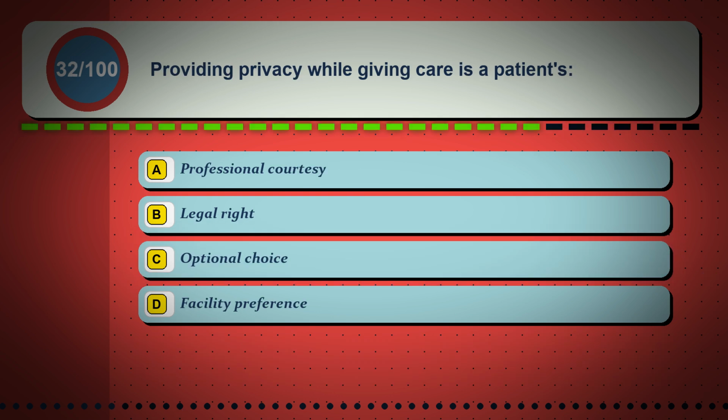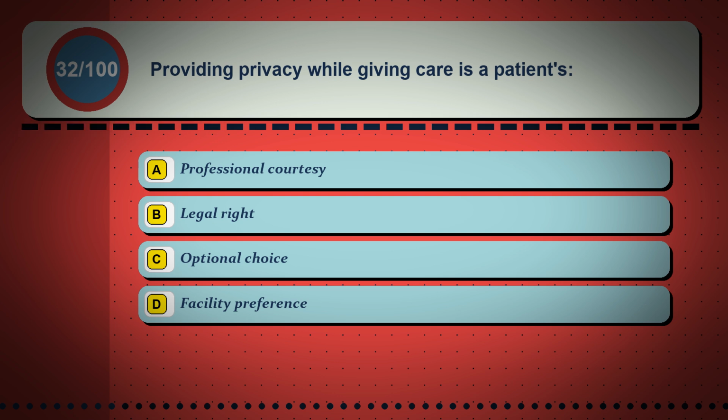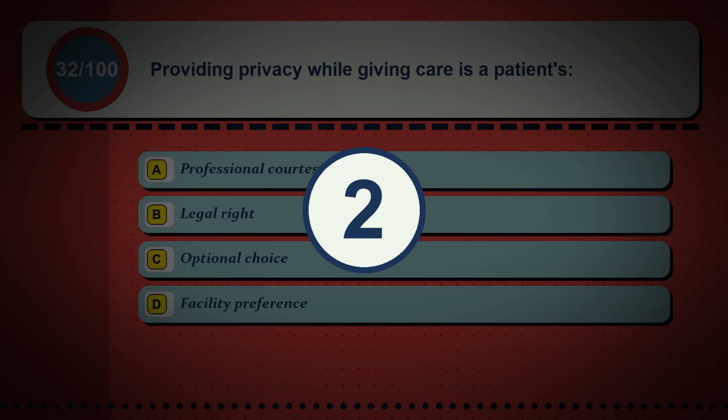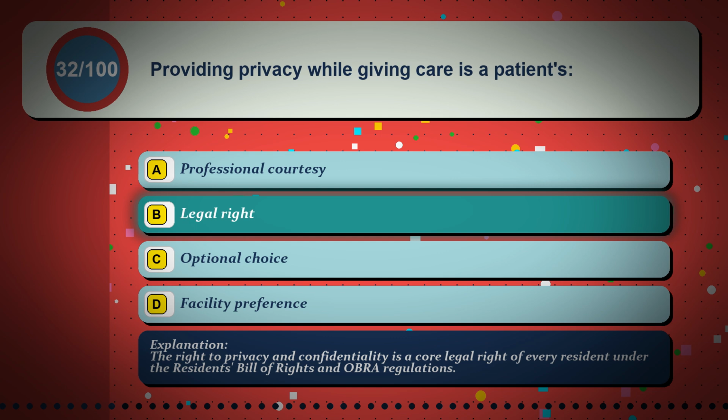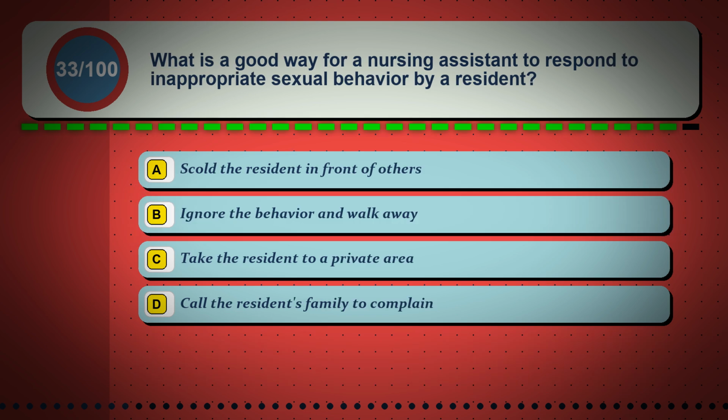Question 32. Providing privacy while giving care is a patient's. Option A, professional courtesy. Option B, legal right. Option C, optional choice. Option D, a facility preference. The correct answer is option B, legal right. The right to privacy and confidentiality is a core legal right of every resident under the Residents' Bill of Rights and OBRA regulations.